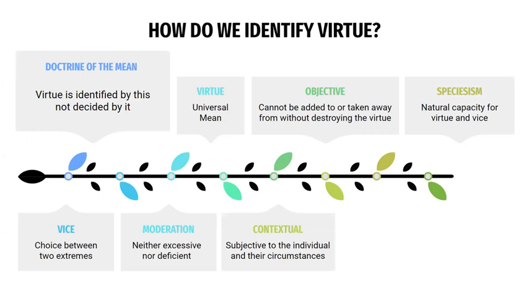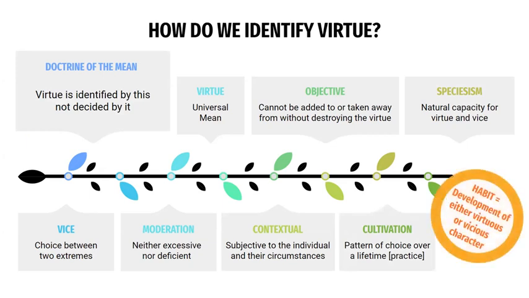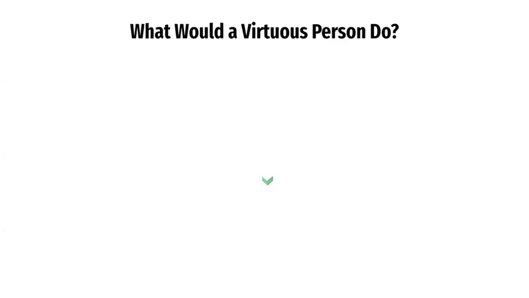It is contextual, subjective to the individual and their circumstances in that moment, right? So obviously what is the proper amount for Anthony to eat is going to be different than the proper amount for you to eat, or other things like that. But nonetheless, we have to cultivate that pattern of choice over a lifetime, and that's going to require practice. So that's why we really emphasize habits in virtue ethics, development of either virtuous or vicious characters. So just like the egoist can become a habitual vicious person, so too can a virtuous person become habitually a virtuous person, or develop a virtuous character over their lifetime.